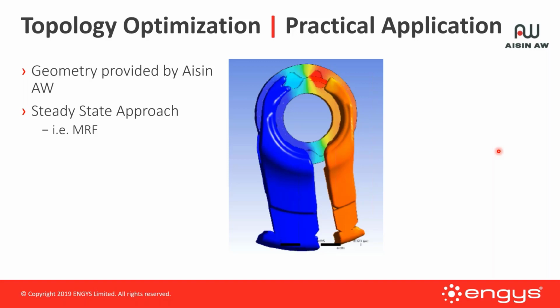This was a geometry provided by ISON AW. This is a steady state simulation like all the other ones. And this also uses an MRF. The MRF in this gear pump is this rotating gear right here. So we're pulling oil in. The gear is pulling this oil around to the outlet port.